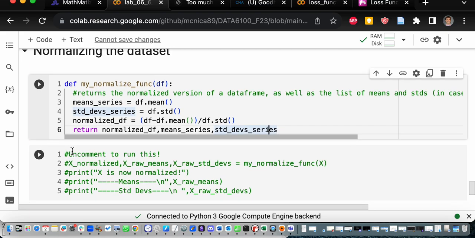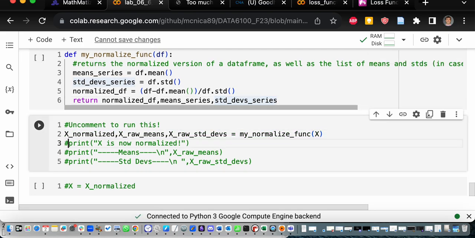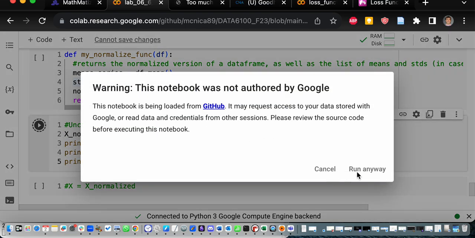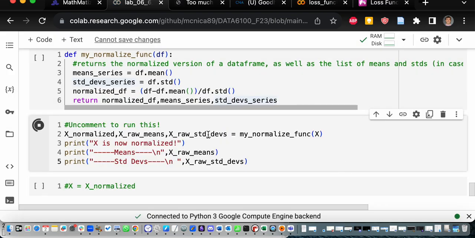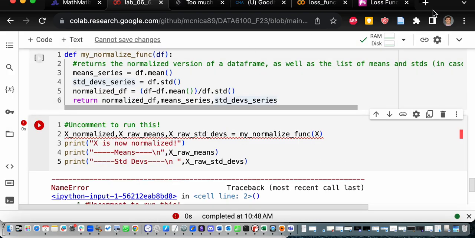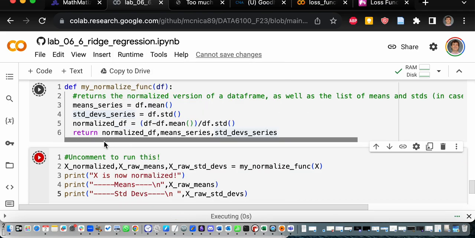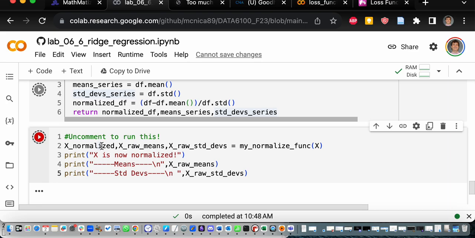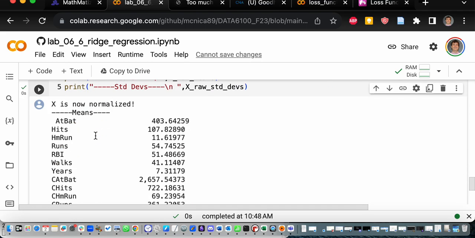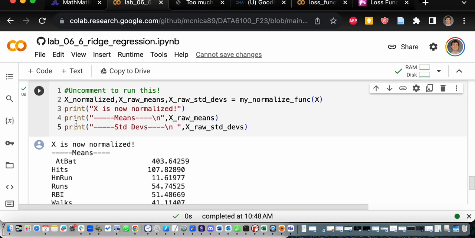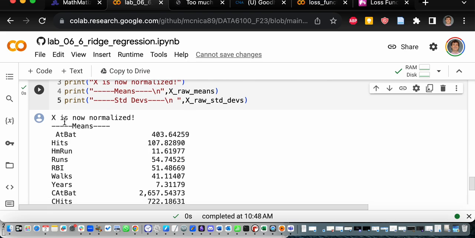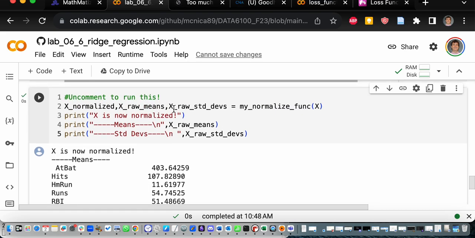And this is what it looks like. You have to run this if you do this. So x was our data frame. Do I have to run everything? He's gonna yell at me? Okay, run all. I took too long explaining things. Run all. Okay, so x was everything except the salary, and I ran the function, I normalized it.